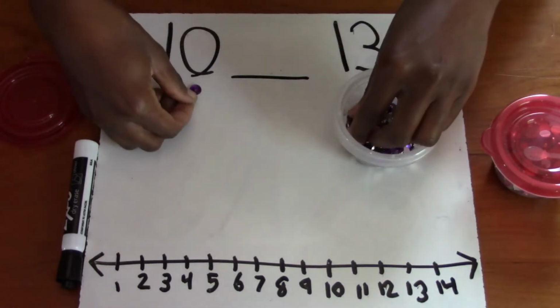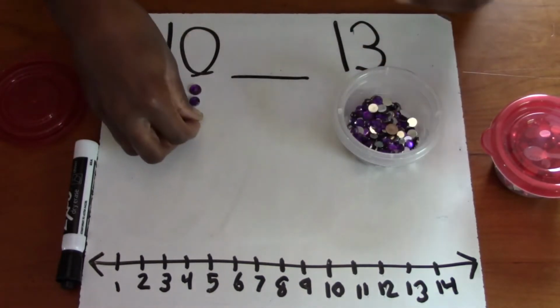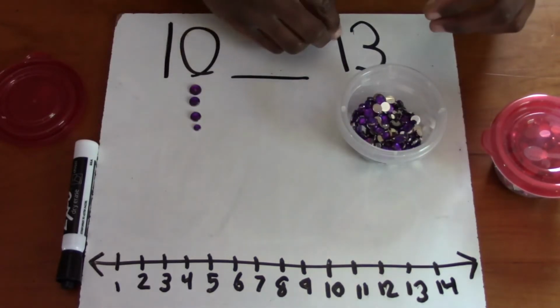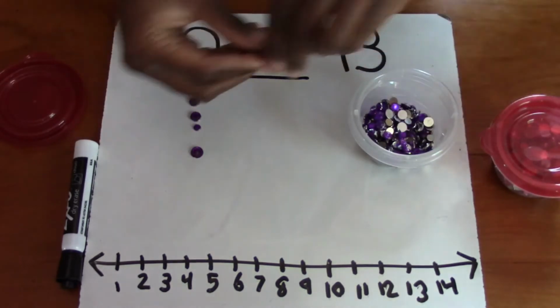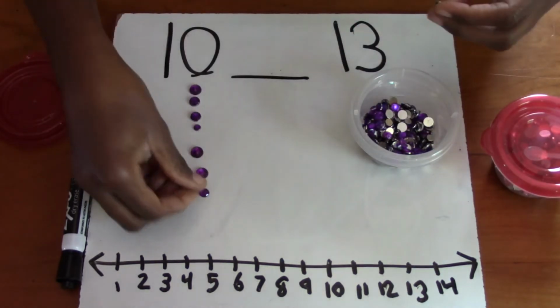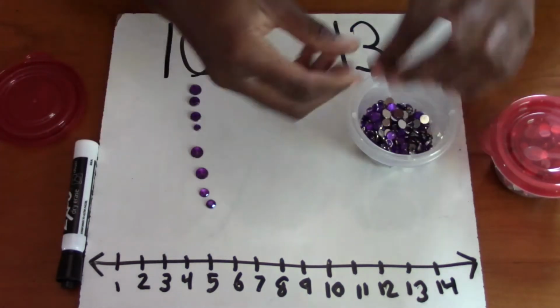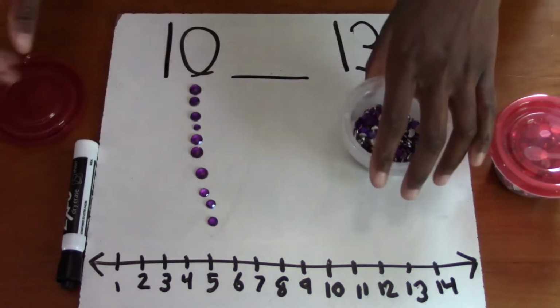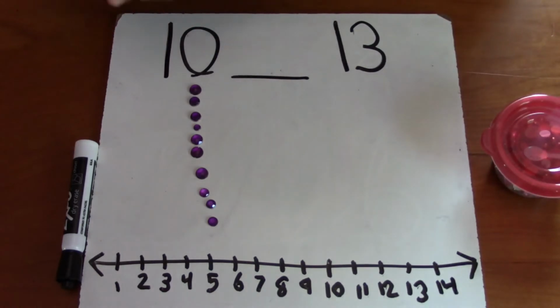1, 2, 3, 4, 5, 6, 7, 8, 9, 10. All right. And my second number is 13.